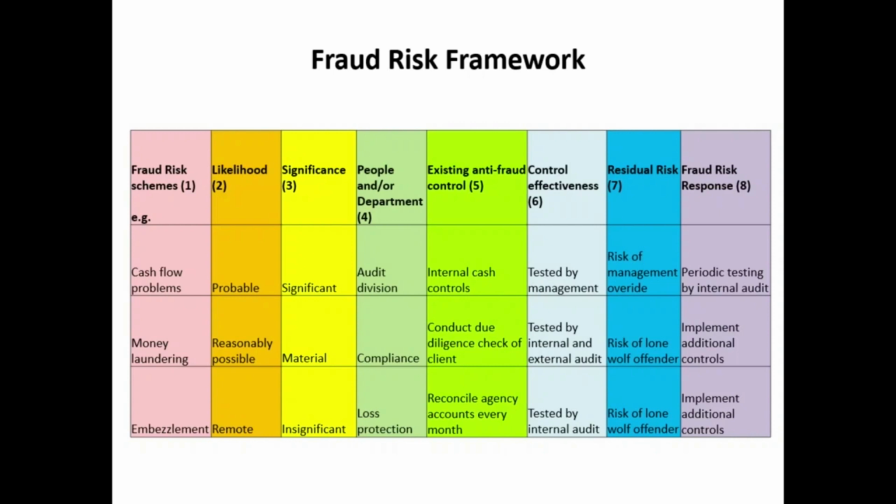You have likelihood, then significance. Then what controls were there in the first place, how effective were they, what potential residual risks were there, was it just a lone individual, or was it something management didn't spot? And then there is obviously the response at the end. So I'll go through each one in turn.